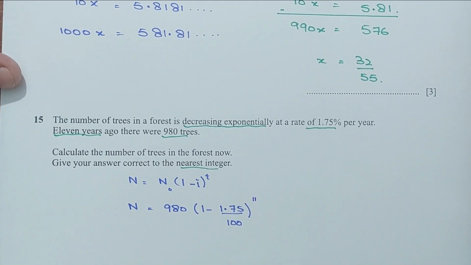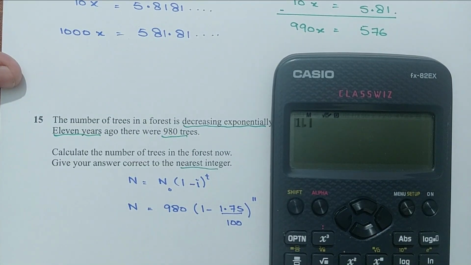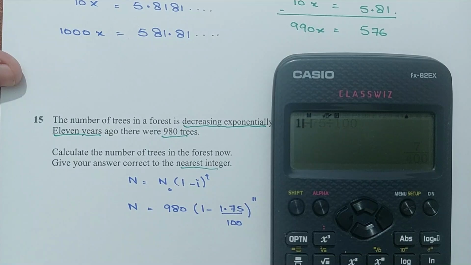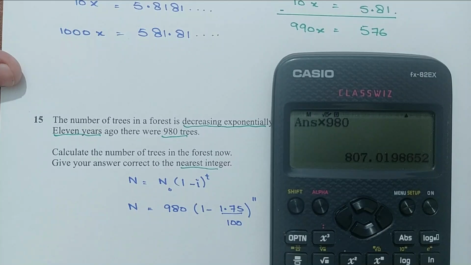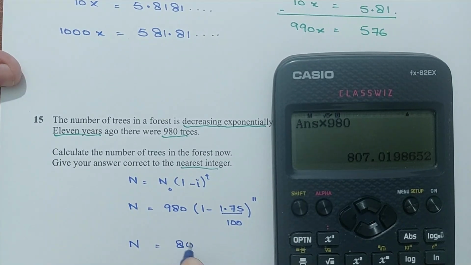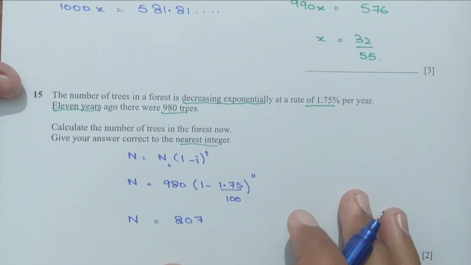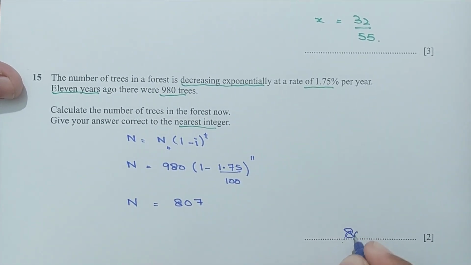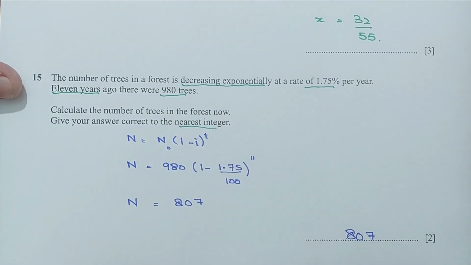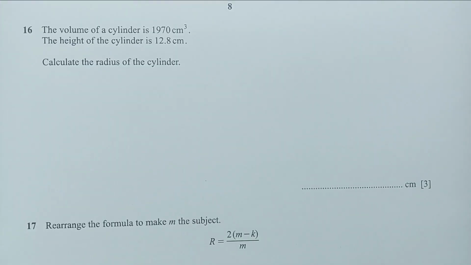Let me simplify. So 1.75 divided by 100, 1 subtract answer, its exponent is 11 and times by 980. 708 up to the nearest integer, 708 trees now in the forest. Sorry, 807. Question number 16.